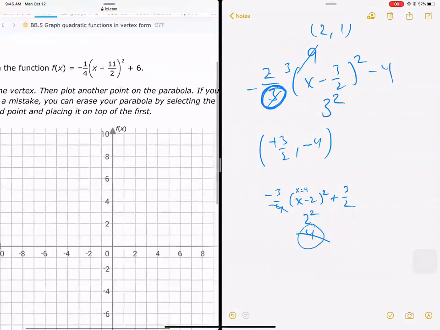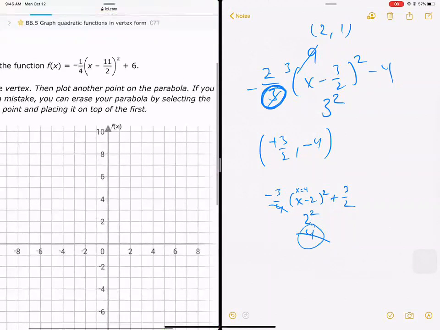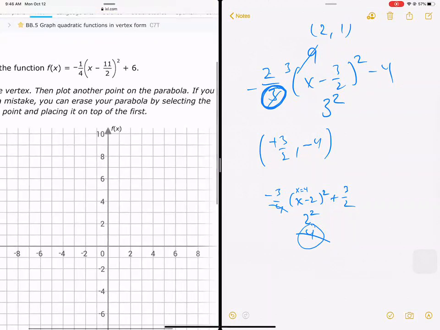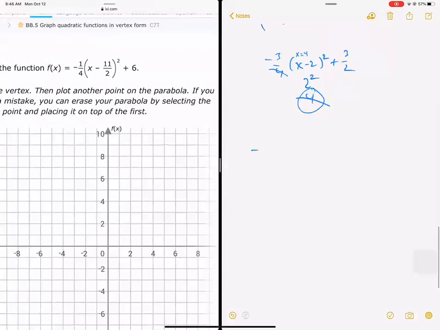Through this last step, I need to cancel out that 4, because to graph on IXL, I need to cancel out that 4. So -1 over 4, x minus 11 over 2 squared plus 6. This is 5.5. So positive 5.5 is right here. And we're going 6 spaces up. And the parabola is going to be facing downward because of the negative.